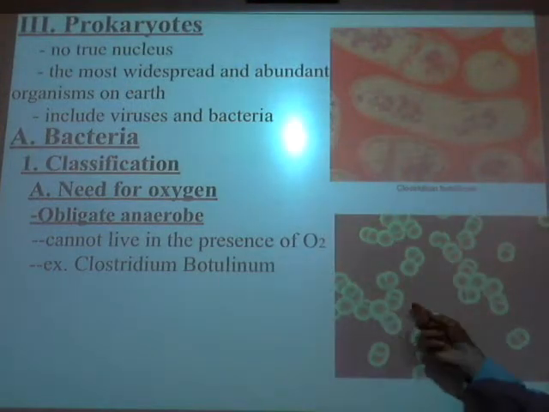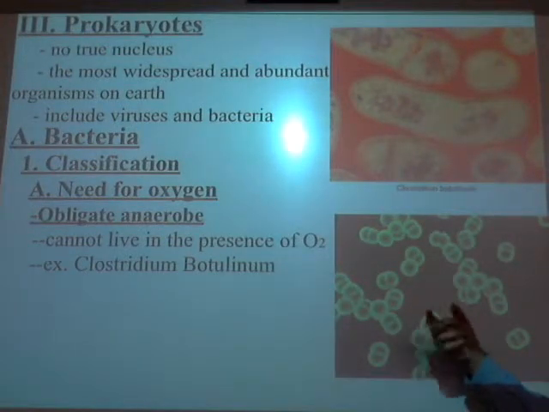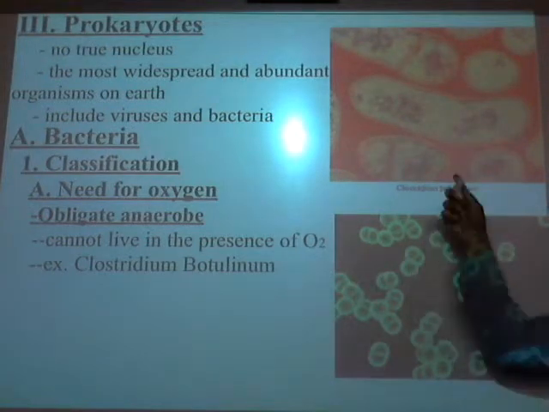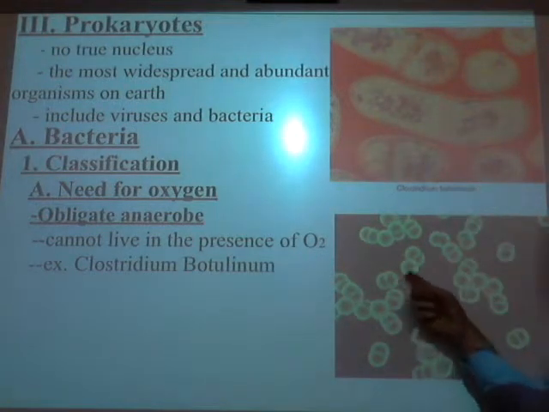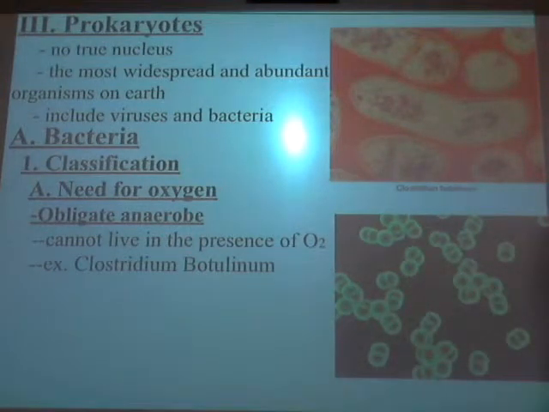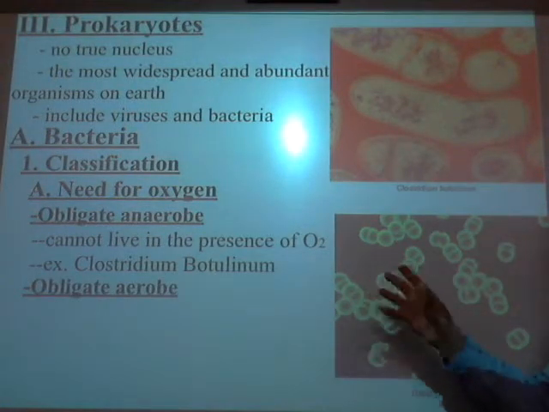Now, this guy right here is another one you've heard of. I want you to notice something else, because it's going to be on the next slide, and I'll want to come back to this. Notice how these guys are rod-shaped. These guys are circular, and they're kind of in twos. That's going to be another way to classify them, based on what they look like and how they group together. This guy right here is called an obligate aerobe.